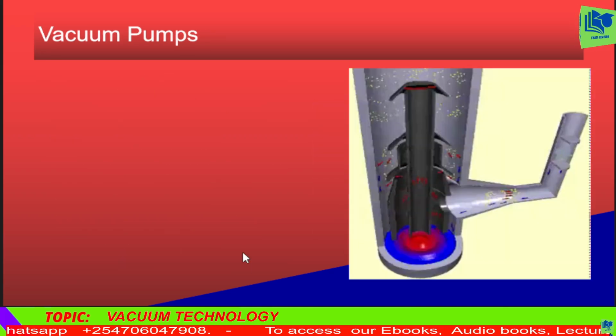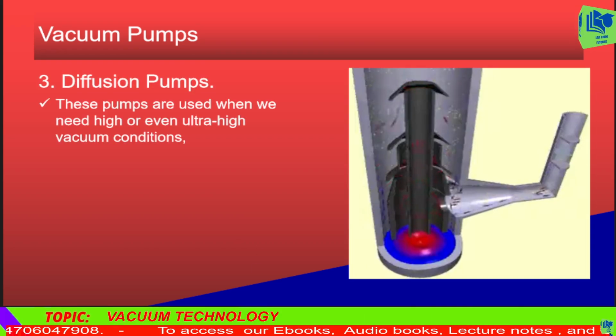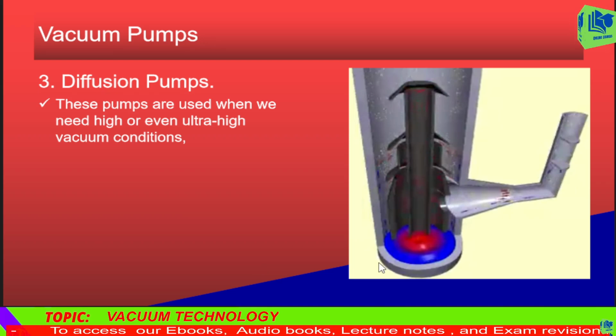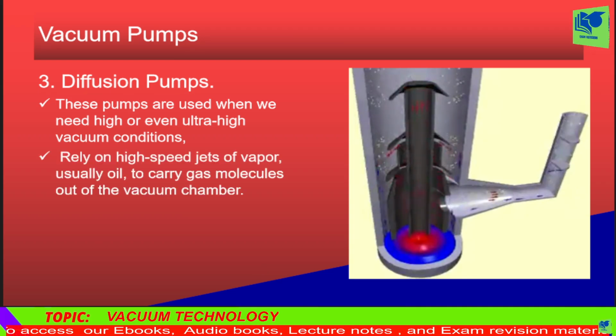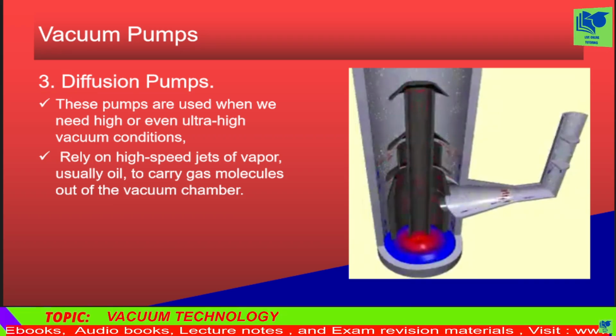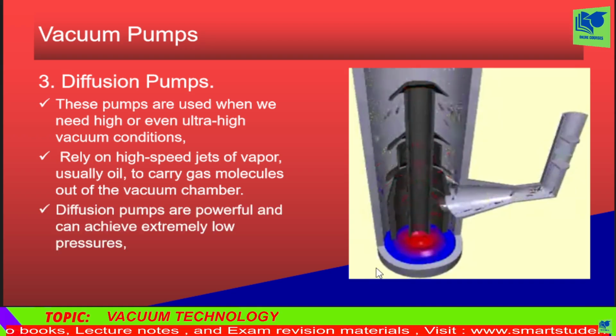These pumps are used when we need high or even ultra-high vacuum conditions, like in semiconductor manufacturing or space simulation chambers. Instead of mechanical movement, diffusion pumps rely on high-speed jets of vapor, usually oil, to carry gas molecules out of the vacuum chamber. Think of it like a waterfall pulling small leaves down with its flow.